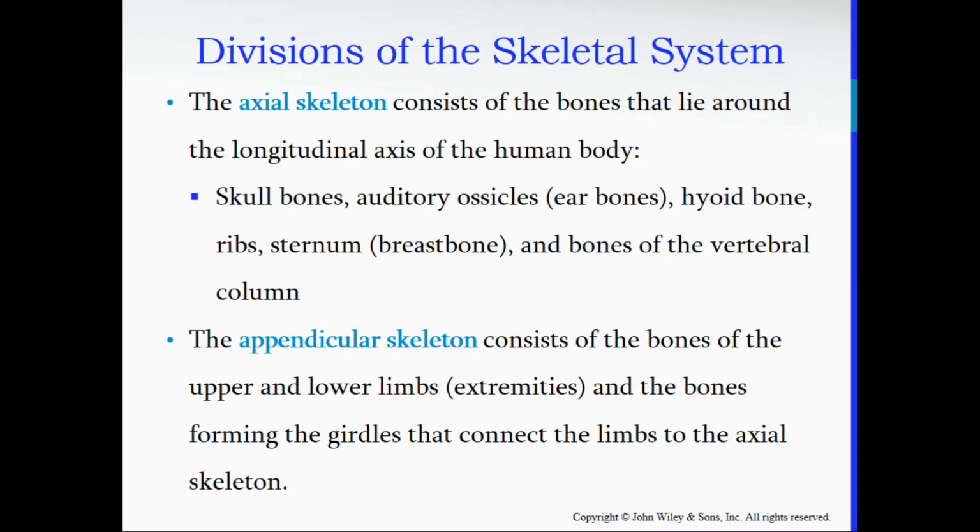The axial skeleton consists of the bones that lie around the longitudinal axis of the human body: the skull bones, the auditory ossicles, which are the tiny bones inside your middle ear, the hyoid bone, which is the only disarticulated bone in your body. It does not articulate with another bone. It is free floating, and it provides the framework for your larynx or voice box. It also includes your ribs, the sternum, aka the breastbone, and the bones of the vertebral column. The appendicular skeleton, of course, would be all of the other bones on your body. Primarily, you're talking about your arms and your legs, so your extremities, and then the remaining part of the pelvic girdle would also be considered the appendicular portion of your skeleton.